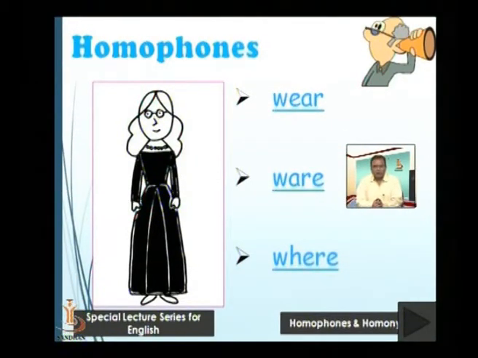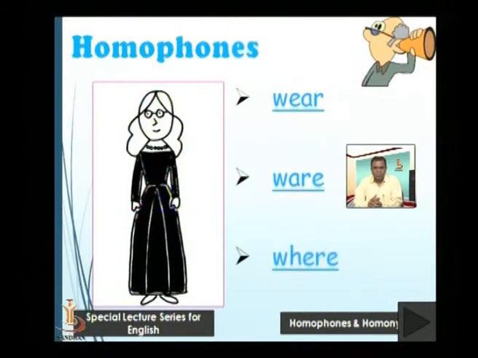Wear, where, and ware. 3 words. Wear means to wear something. I wear a t-shirt after returning from office. Here you are referring to apparel, clothes. Ware, as in hardware, software, W-A-R-E, is used in the context of some particular thing. Warehouse is the word, a place where things are stored. And where, W-H-E-R-E.